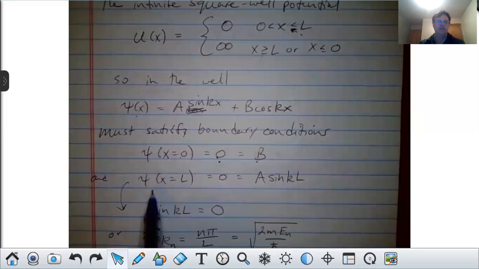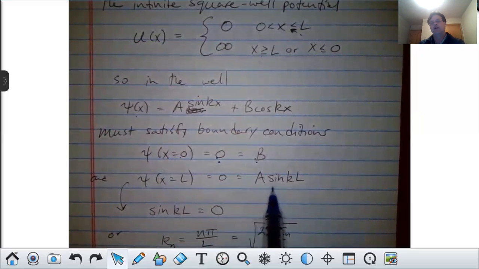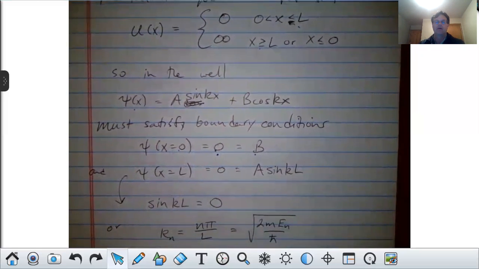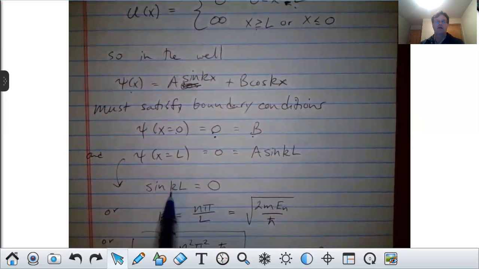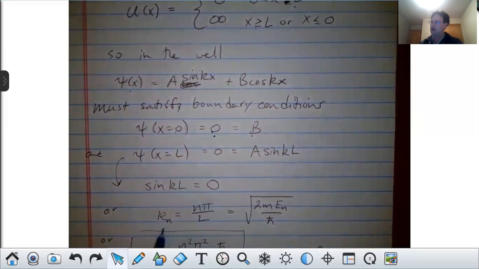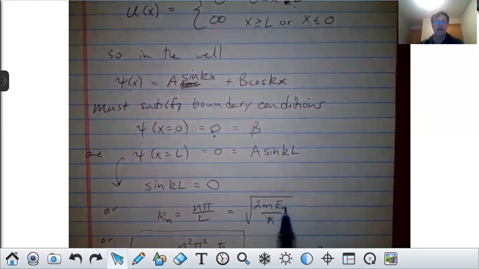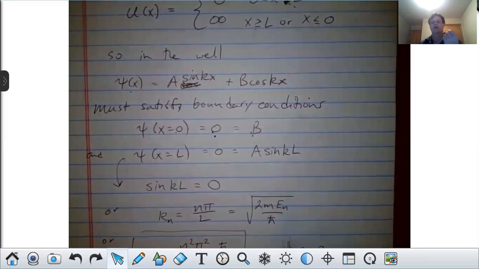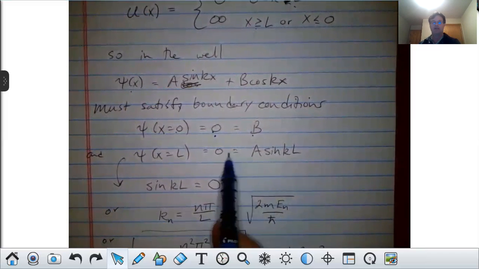On the right side of the well, psi at x equals L must equal 0. And so we must have that A sine KL is equal to 0, or just sine KL equals 0. And to satisfy that condition, this k must take only certain values, right? Kn must equal n pi over L. Now remembering our definition of k, that's equal to the square root of 2m times En. So we are going to get discrete energy levels once again, right? You can only satisfy this boundary condition for certain energies.